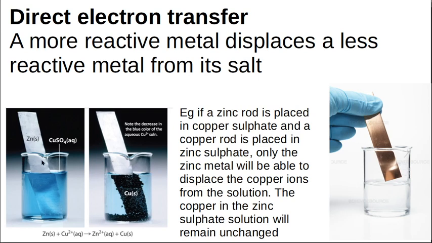And this was basically a redox reaction that was taking place, and it's a type of redox reaction that we call direct electron transfer, because you are putting metal in an aqueous solution and the electrons are being directly transferred between the pair of them. So a more reactive metal will displace a less reactive metal from its salt, and this is where I say, who wants to be an ion?